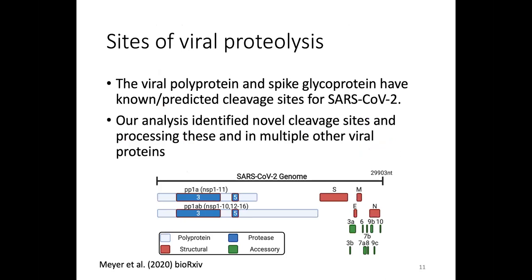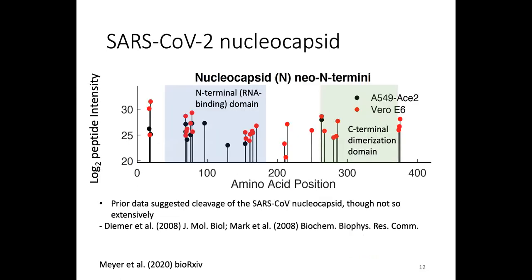Firstly, we wanted to study cleavage within viral proteins. So we know that there are cleavage events present in the viral polyprotein and spike glycoprotein. However, we identified far more previously uncharacterized and unknown cleavage sites. Within the nucleocapsid, we identified significant numbers of cleavage events, many of which were common to both cell lines. And indeed, we tended to see a clustering both near the N-terminus and several sites of enrichment, tending to bracket some of the functional domains, for example, the RNA binding or C-terminal dimerization domain.